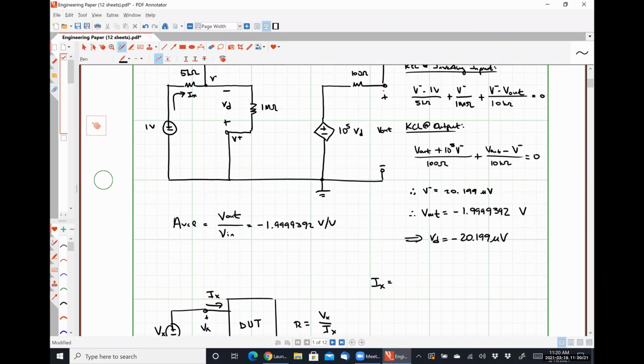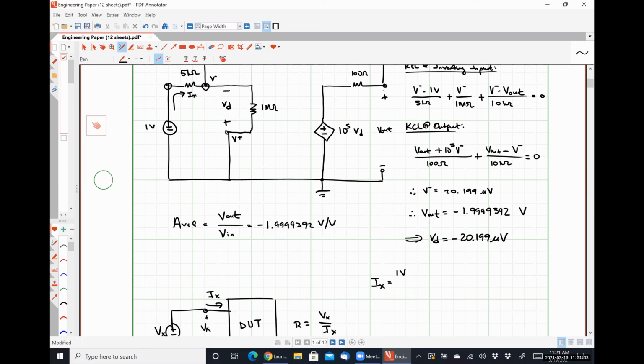Okay. So let me ask you a question. Do I know the voltage at this node that I've circled? Yes. It's 1 volt, right? Do I know the voltage at this node? So why not just use Ohm's law, right? 1 volt minus V minus, divided by 5 kilo ohms, will give us our current Ix.